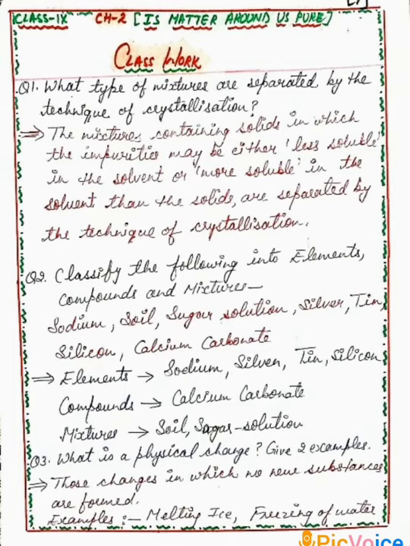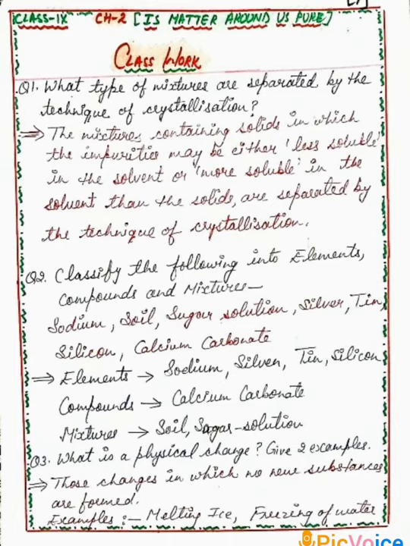As you know, the mixtures containing solids in which the impurities may be either less soluble in the solvent or more soluble in the solvent than the solids are separated by the technique of crystallization. For example, the impurities present in impure copper sulfate, common salt and alum, etc. can be separated by the technique of crystallization to obtain the respective pure substances.